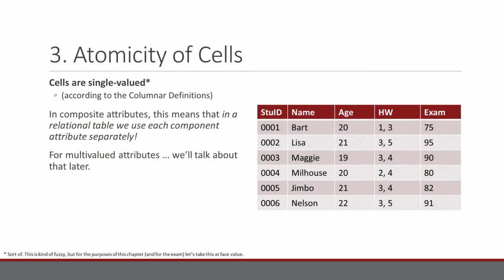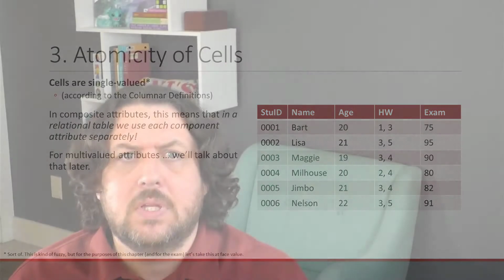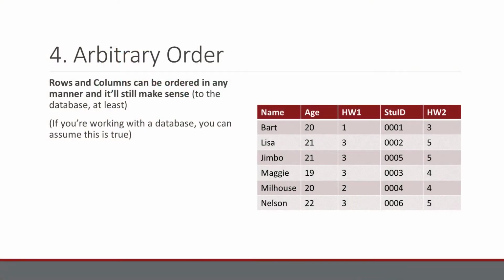Perhaps the most important rule is that each cell is atomic, or that it can't be reduced any further than it currently is, at least according to the column definition. So if we define homework as an integer, we can't put two integers in there to represent multiple homeworks. We'd have to have separate columns. I'll refer to this as the atomicity requirement later. Finally, as far as a database is concerned, there is no true order to rows and columns. This is something that the database backend handles, so you can just assume that it's true.